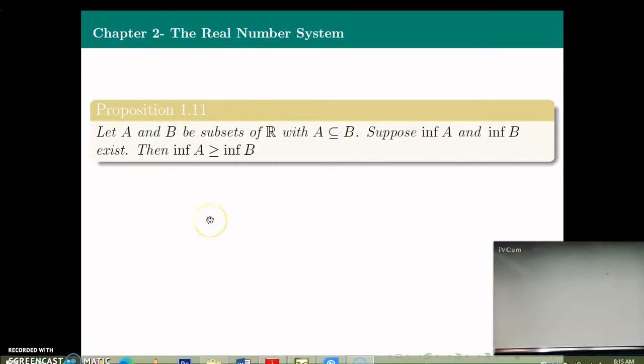Let A and B be subsets of R with A a subset of B. Now suppose the infimum of A and the infimum of B exist. Then the infimum of A is greater than or equal to the infimum of B. So let's have this illustration. It's very obvious that the infimum of A is greater than the infimum of B. So say this is set A, and we have here a bigger set, which is set B.